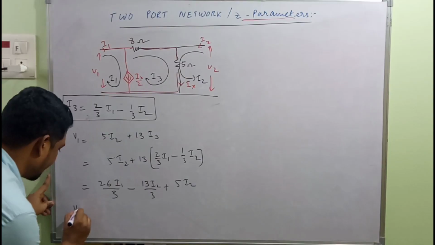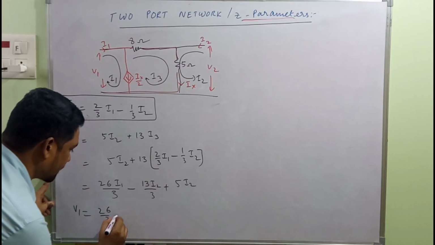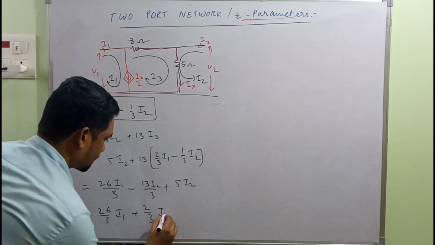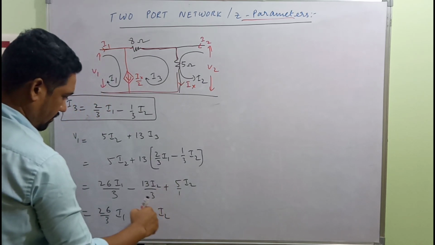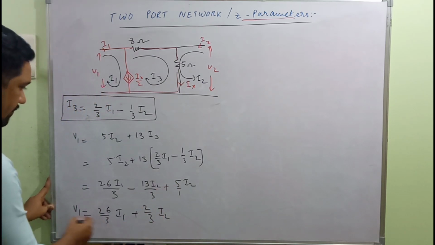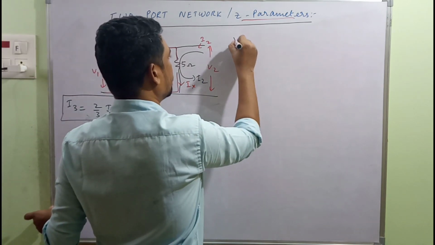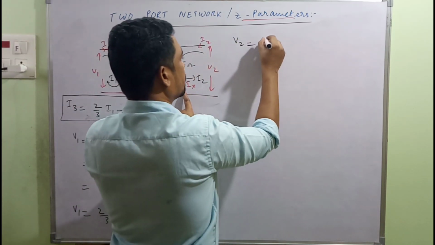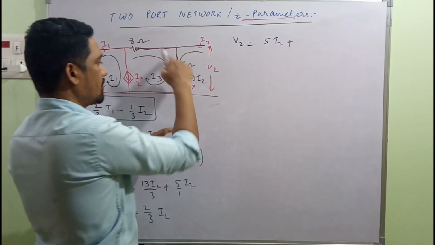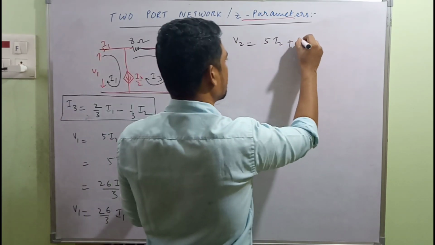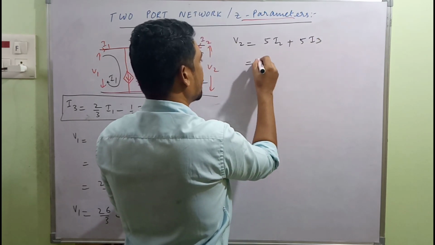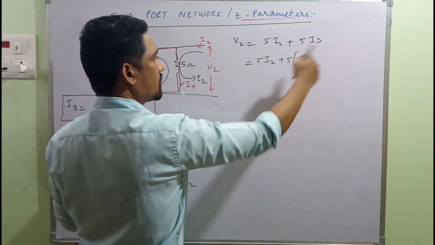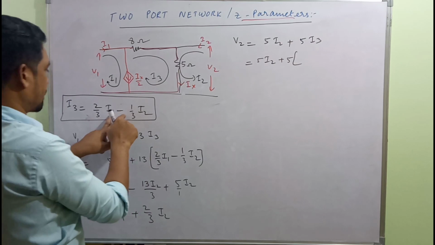Guys, simplifying this one, final V1 equal to 26 by 3 times I1 plus 2/3 of I2. Check, it's 3, 15 minus 13, that will be correct. This is the expression for V1. On the other hand, what to do with V2? V2 is equal to this voltage drop, so it's 5 times I2 plus even I3 is in the same direction, so plus 5 times I3, and 5 times I2 as it is plus 5 times I3 from here, because the entire expression we need in terms of I1 and I2, right? So we don't need that I3, that should be plugged in with this one.